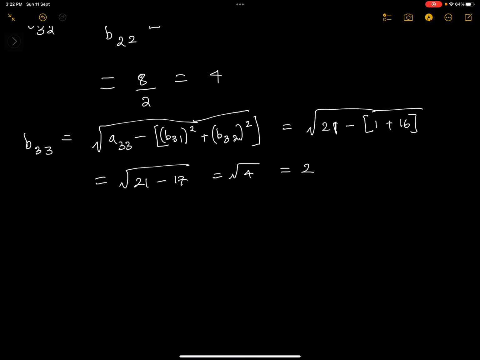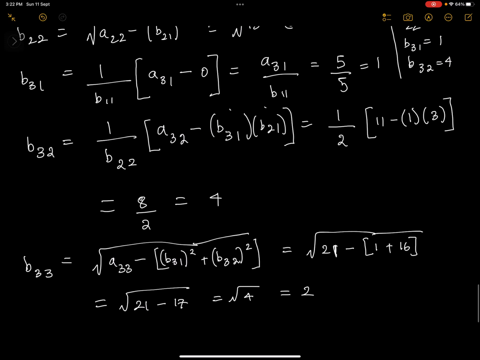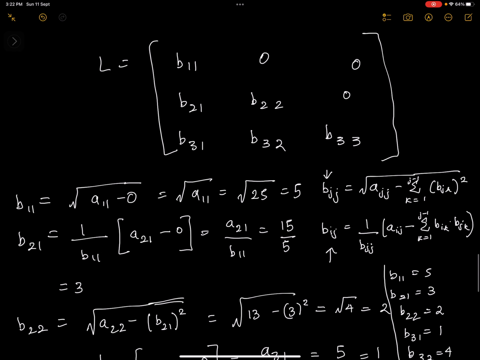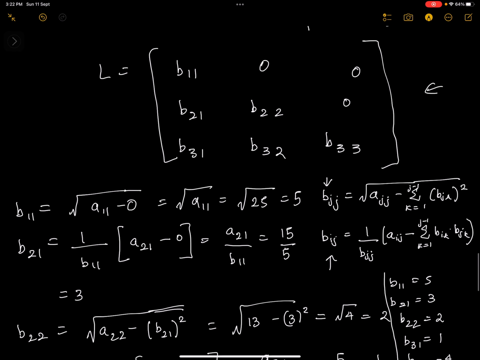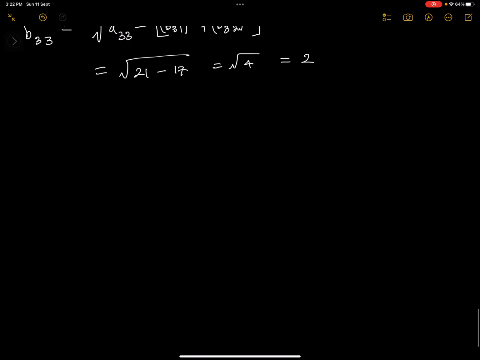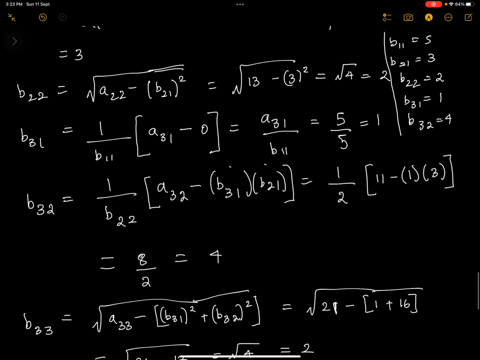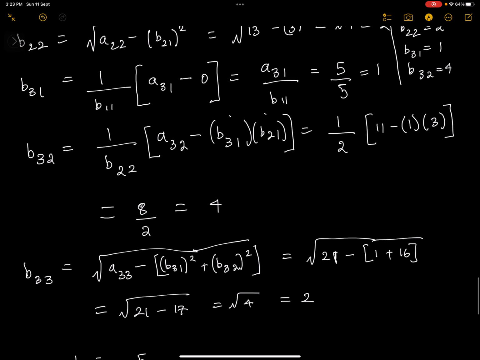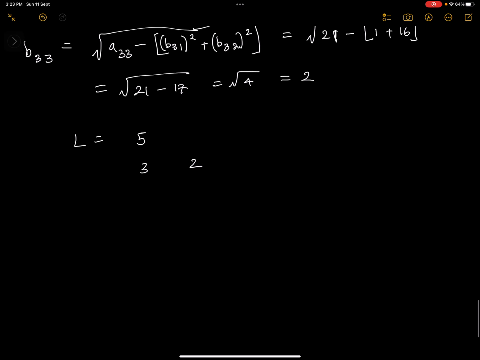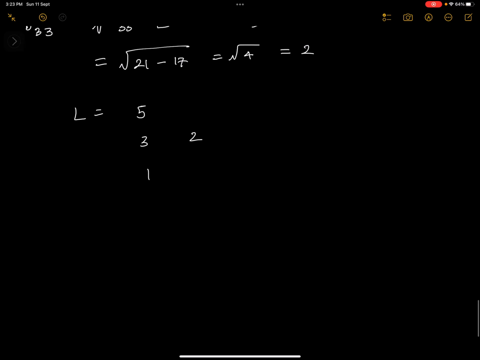Now that we have found all the values of L, we can quite simply substitute the values into this lower triangular matrix. We know that b11 is 5, b21 is 3, b22 is 2, b31 is 1, b32 is 4, and finally b33 is 2. And so we have done a Cholesky decomposition on the given matrix A.